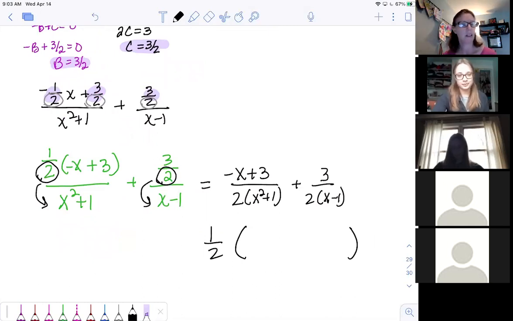Yep. But don't leave the fraction in the numerator. So try and get whatever you're dividing by in that fraction into the actual denominator of our fraction. So it just becomes part of that factor. Questions?